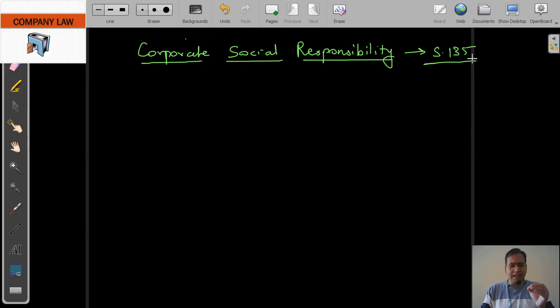Now, India is the only country, or you can say the first country in the world, which has made this a mandatory provision for companies. So the Companies Act lays down provisions requiring corporates to mandatorily spend the prescribed percentage of their profits on certain specified areas for social upliftment in discharge of their social responsibility.